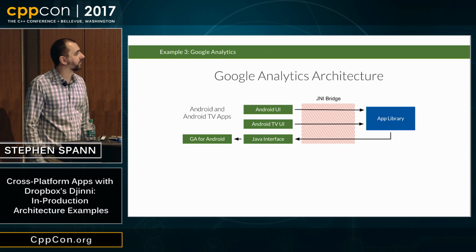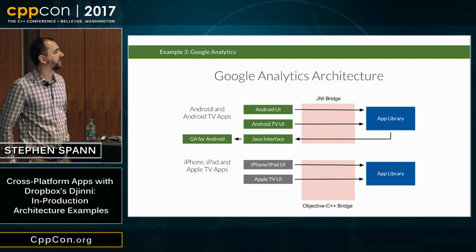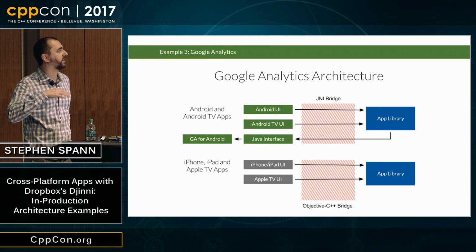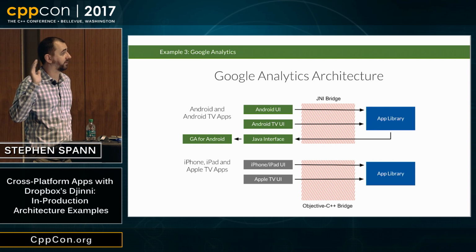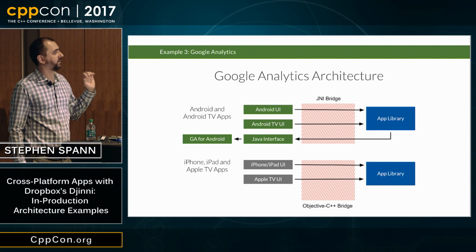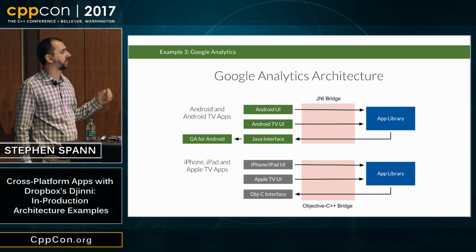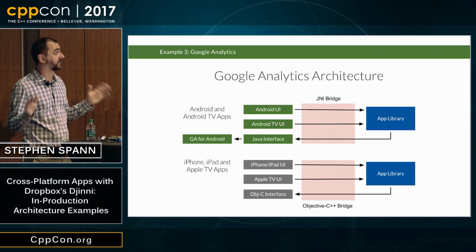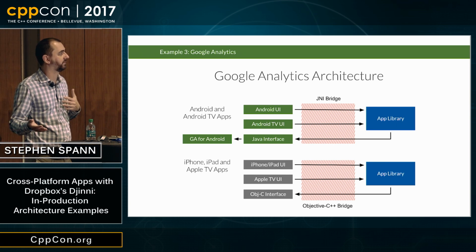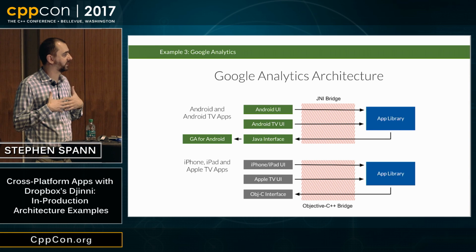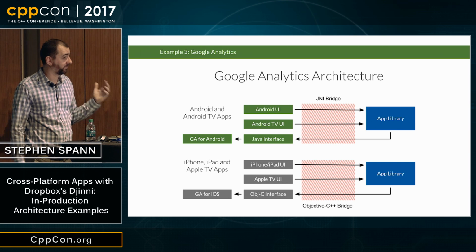So let's try to do the same thing with the Apple TV and the iPhone and iPad. Separate tablet and phone UI from the TV UI, cross our bridge, talk to C++, come back across the bridge to our Objective-C interface. The Java interface and the Objective-C interface, when we implement those, could be the same on both the TVs and the iPad and iPhone. And now we're going to talk to Google Analytics for iOS, but there's a problem.